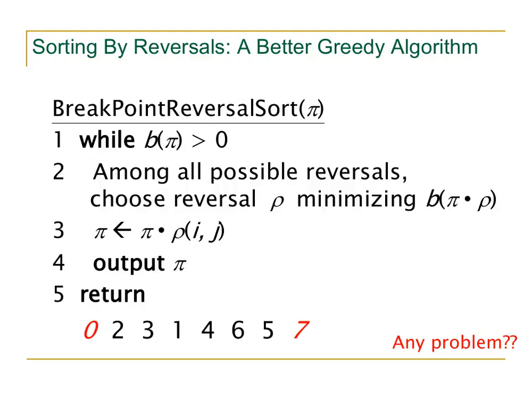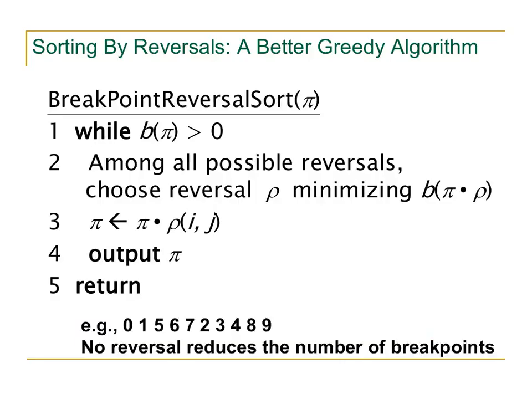At the bottom of the slide, you'll see the example configuration 0, 2, 3, 1, 4, 6, 5, 7, along with the prompt, any problem? That question invites us to ask, does this greedy choice always yield an optimal reversal sequence, or might we sometimes do better?